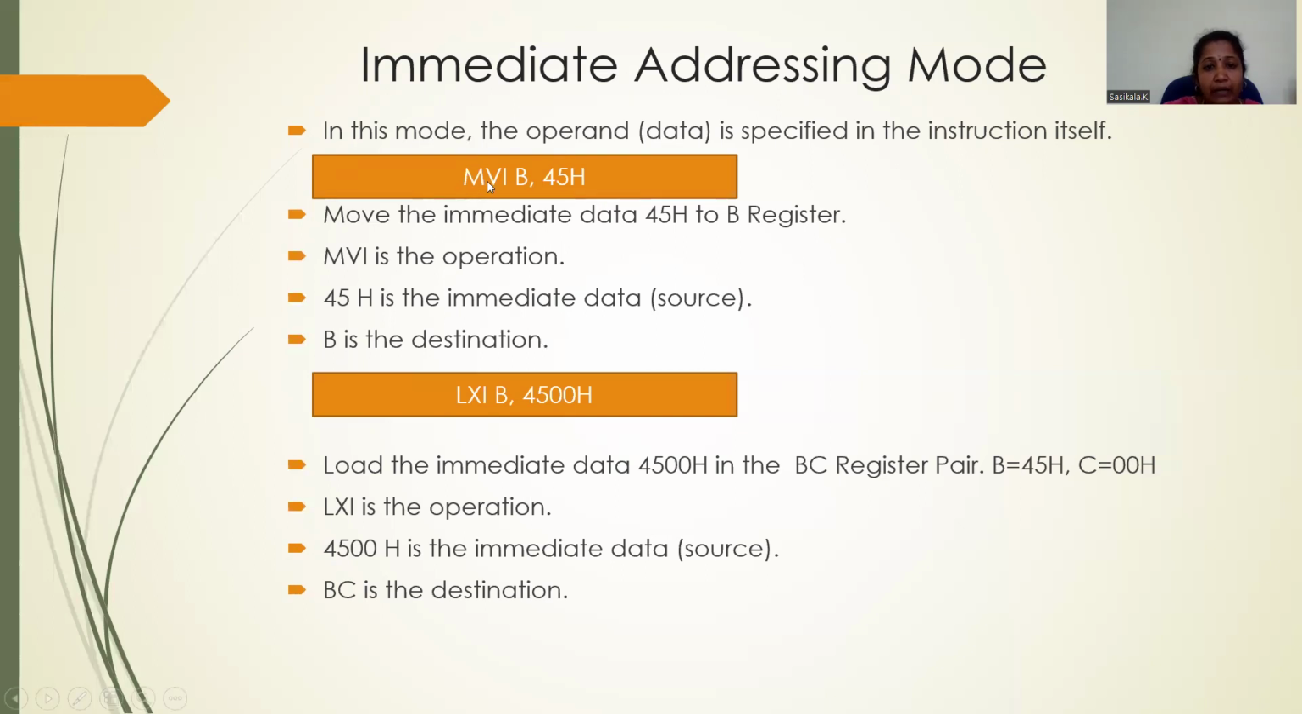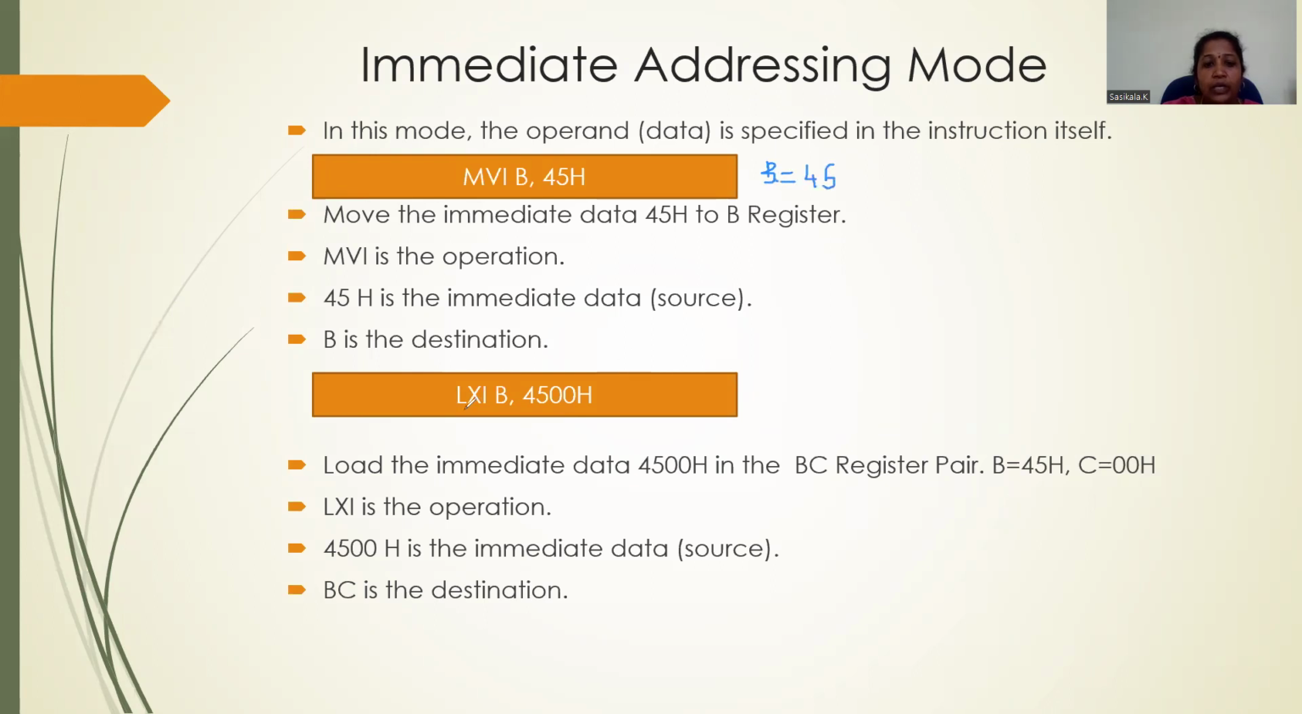For any 8-bit data, we need to use MVI. MVI means MV stands for move and I stands for immediate data. So move the immediate data 45 into the B register. After execution, B is having the data 45. So after executing the instruction, the B register will be having the data 45.